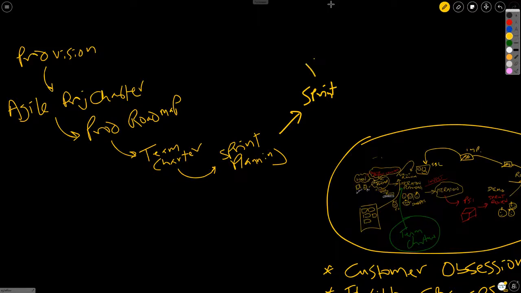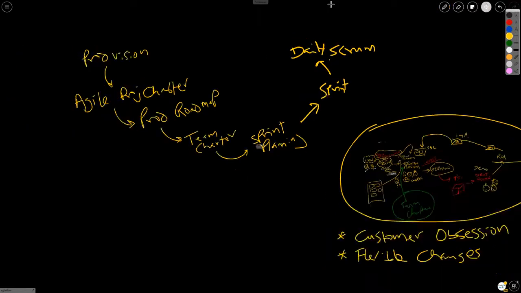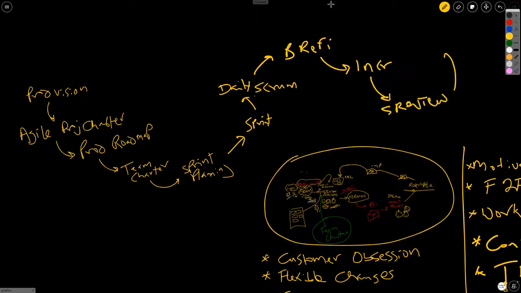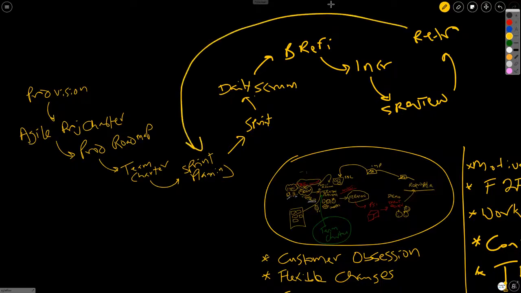Within the sprint, you're going to have your daily scrum. You're going to have, not in strict sequence, but of course, you're going to have your backlog refinement. Eventually, you're going to get your increment. You're going to have a sprint review. You're going to have a retrospective, and then you're going to go back to the very beginning and the sprint starts again.